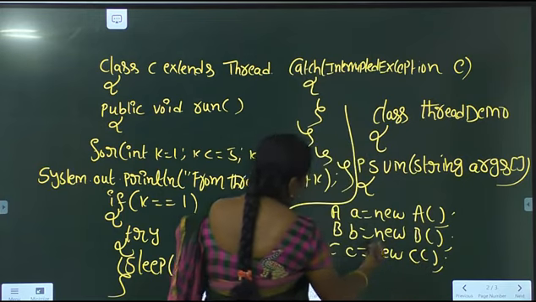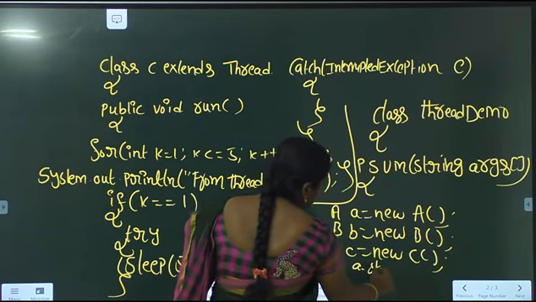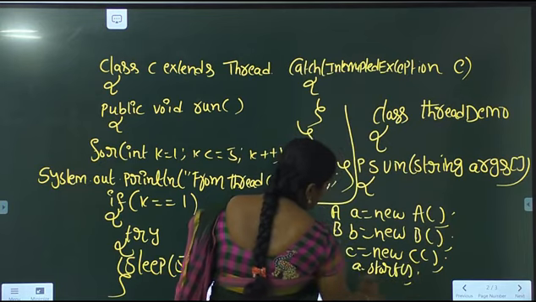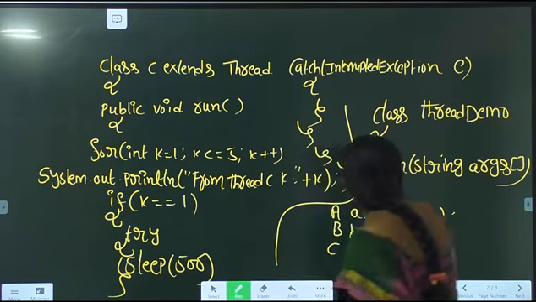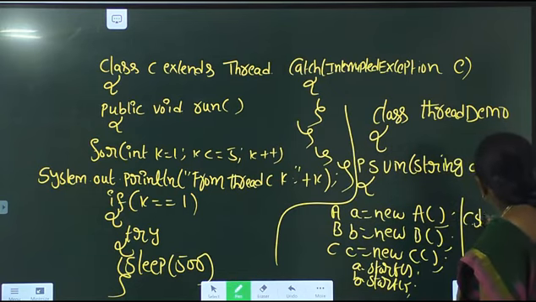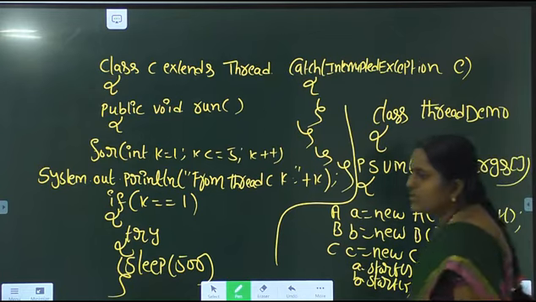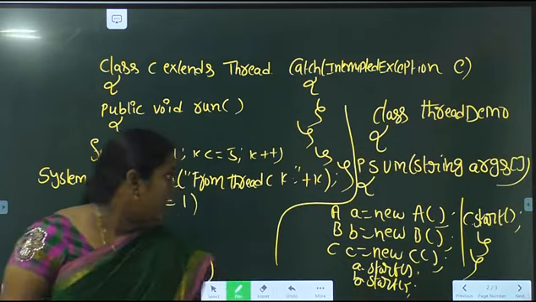With the help of these object references I am calling the start method. A dot start. Next one, B dot start. Next one, C dot start. Here I am closing the class body and main method body. Let us see this program here.